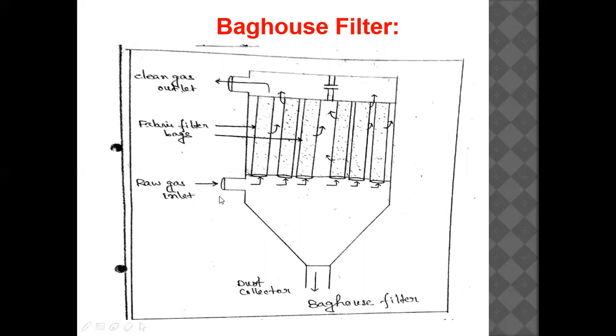This portion is the dust collector portion. This portion is the raw gas inlet. These are the air pockets. There are so many filters made of paper or fabric, and this channel is the clean gas outlet.